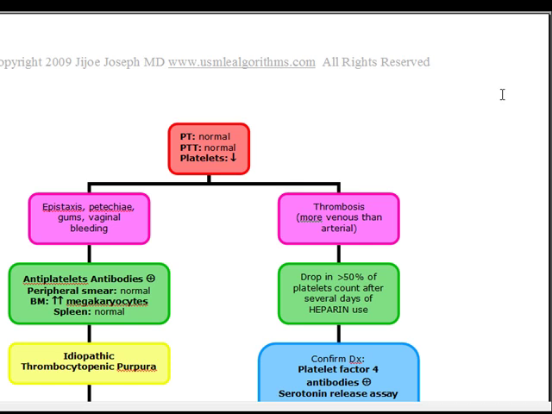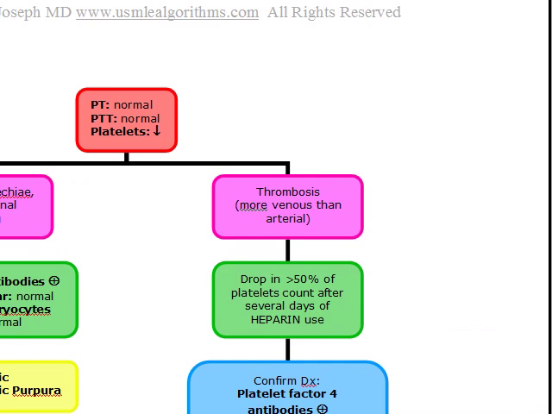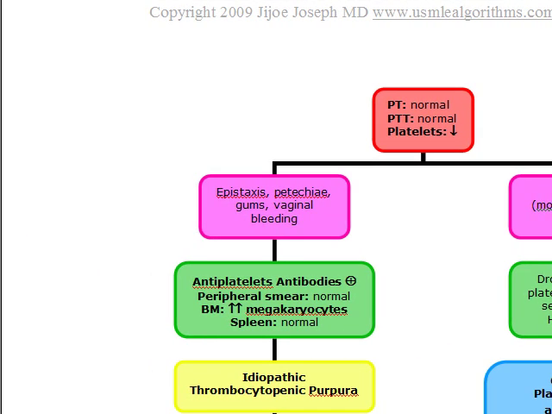Like all platelet disorders, patients are initially going to present with signs of bleeding from superficial areas of the body, such as the skin, the nasal mucosa, the oral mucosa, the GI tract, the urinary tract, as well as the vagina. Now, if the PT is normal and the PTT is normal and platelets are decreased, we know it's going to be a platelet disorder.